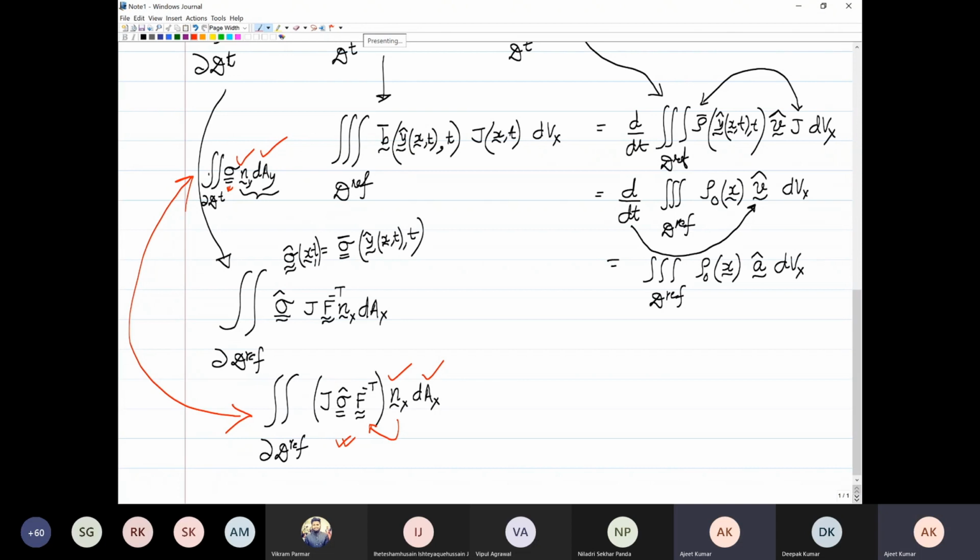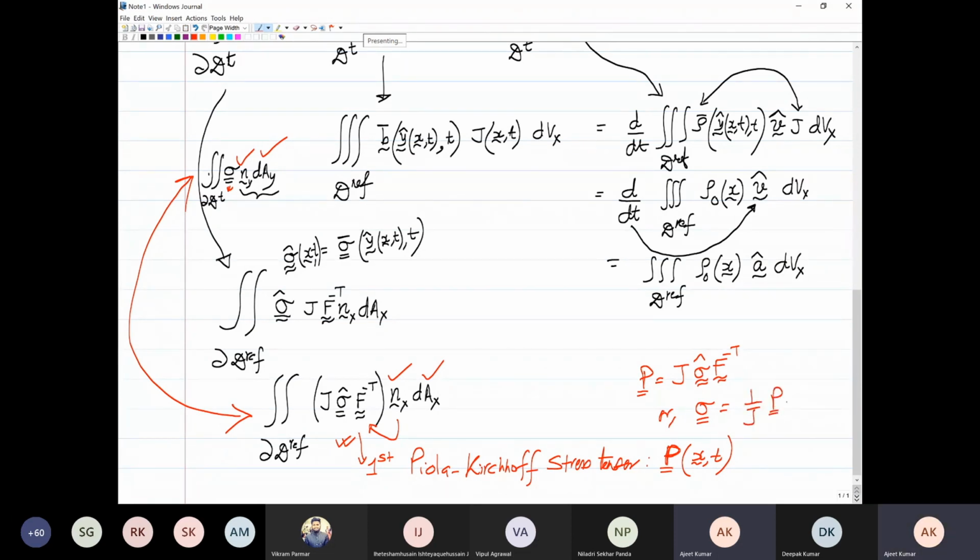Okay, so this has got a name, and this is also called the first Piola-Kirchhoff stress tensor. Most of you would have heard this for the first time. Let's denote this by P, and it's a function of x comma time t. So the relationship between P and sigma, you can see it here: P is equal to J times sigma F inverse transpose, or sigma is equal to 1 over J P F transpose.